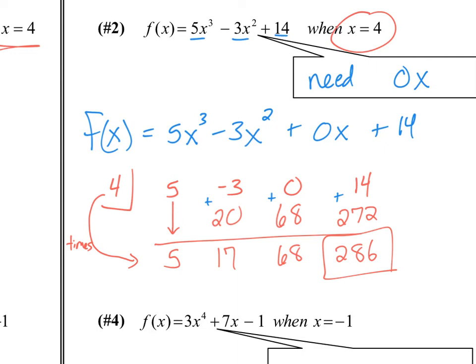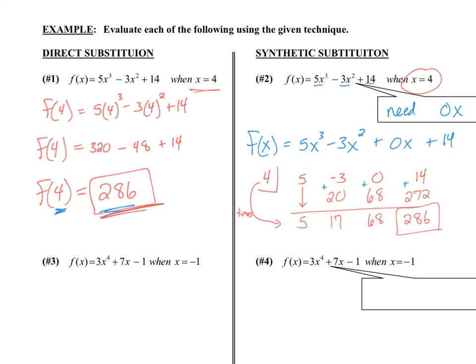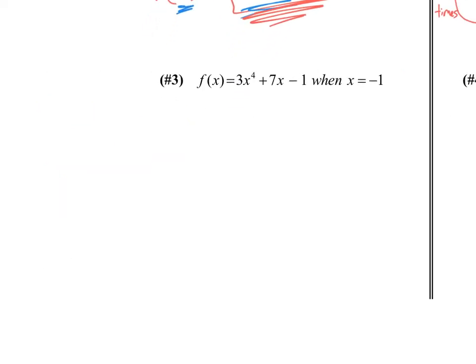That's pretty neat. It's kind of cool how this works out, but that's how synthetic substitution will always work. We get the same number you got doing direct substitution. These numbers are the same, 286. Okay, and let's try one more. Look at number 3. Let's do direct substitution first.